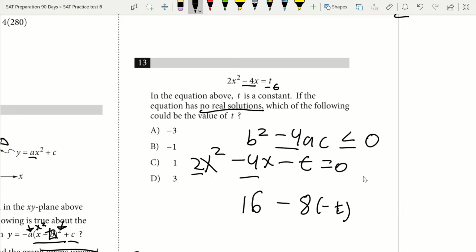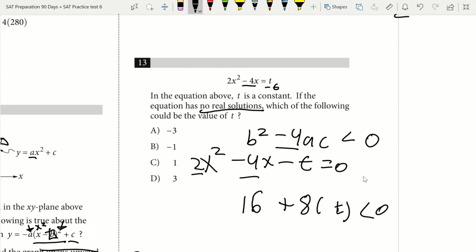So I get negative t there. I go ahead and cancel out my negatives to create a positive. So now I've got positive 8 times t, and that's got to be negative. It does have to be negative, I'm sorry. It can't be equal to 0, I miswrote that. It's got to be negative. So we know that's got to be less than 0.